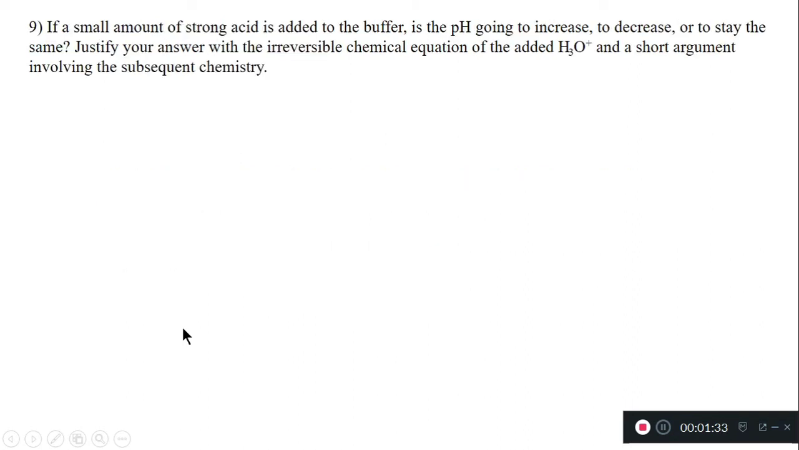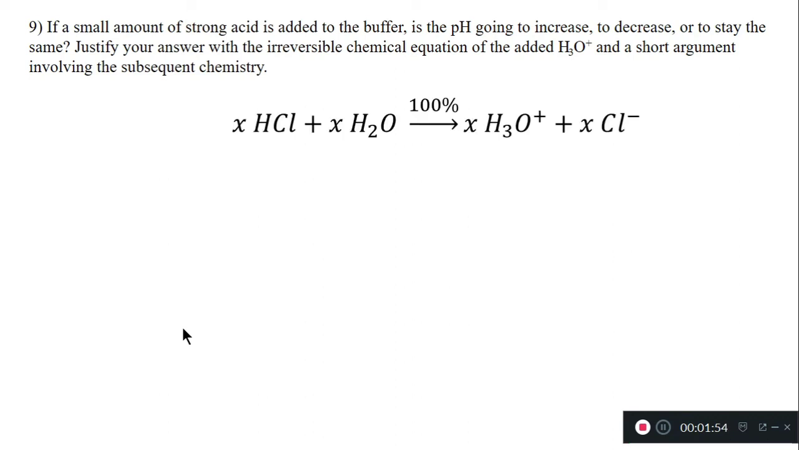Okay, what if instead of water, I took some of my buffer and I added some strong acid? Is the pH going to increase, decrease, or stay the same? Again, I now need to think, how are my conjugate base concentrations and my weak acid concentrations going to change? In this case, the strong acid is going to react with some of the components. So first of all, I put some strong acid in there. I'm using HCl, but it doesn't particularly matter. It's going to dissociate 100%, and all of it's going to be converted into hydronium ion concentration.